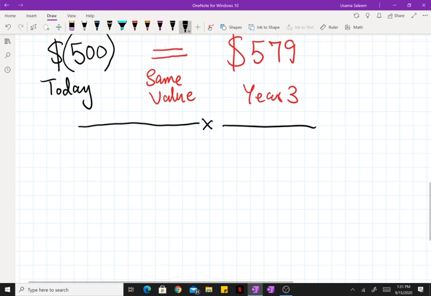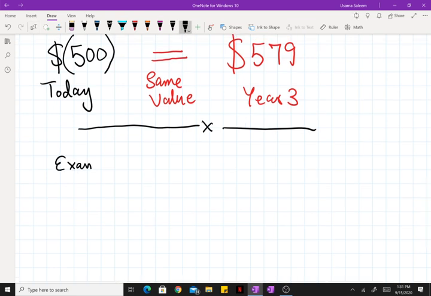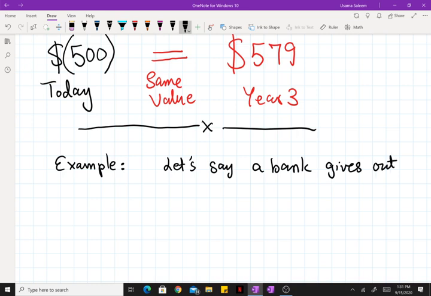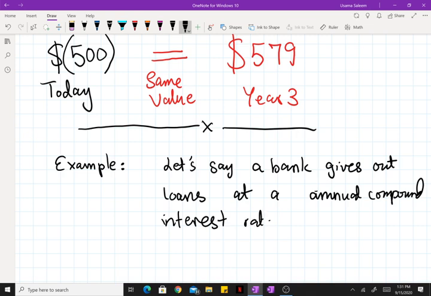Okay, now let's look at another problem. Let's say a bank gives out loans at an annual compound interest rate of 5%.